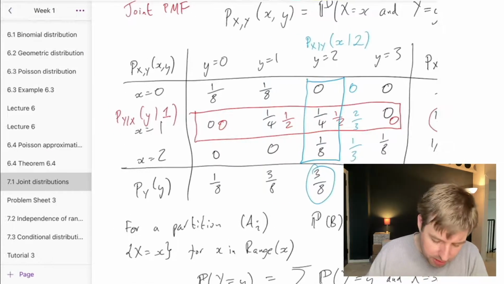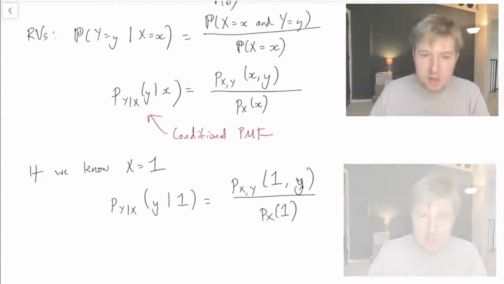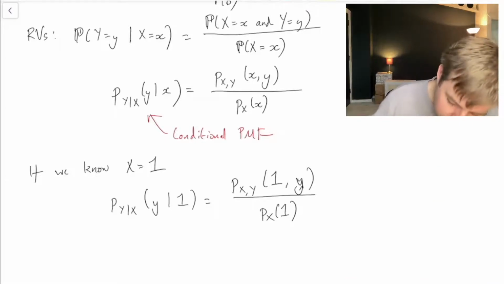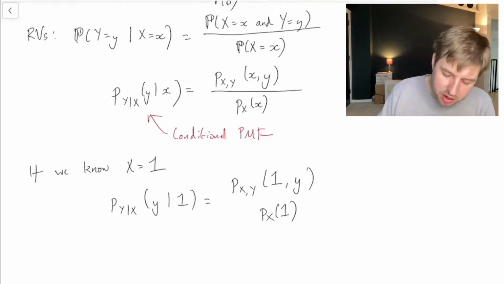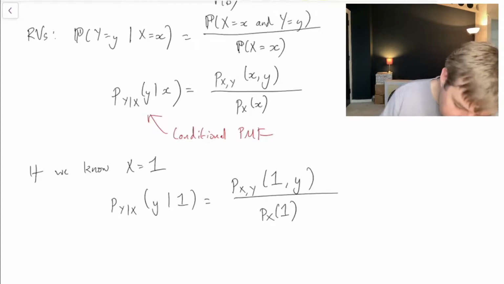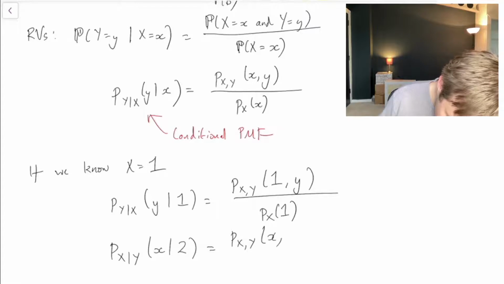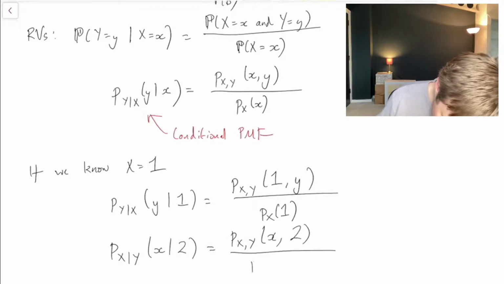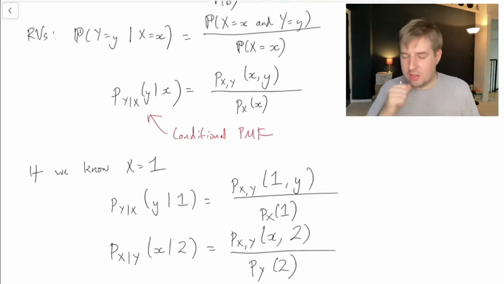And so if we go back to where we were, you can see that's what that formula says. We're taking the x equals 1 row and dividing through by its total. And similarly, the other way around, what we did was p_{X|Y} of x given 2 was p_XY of x, 2 over the probability p_Y of 2. And that meant taking the y equals 2 column and renormalizing everything.